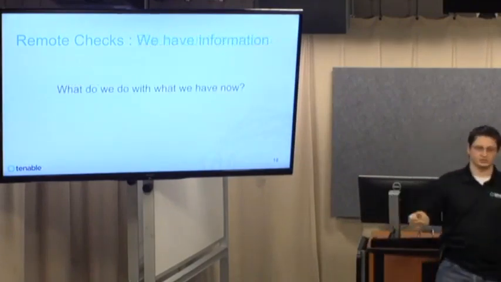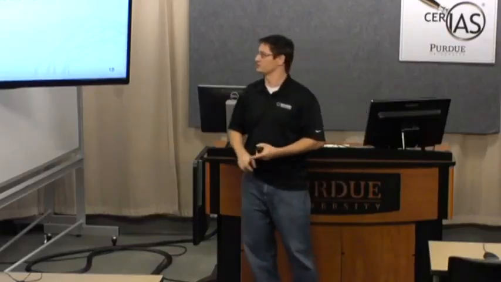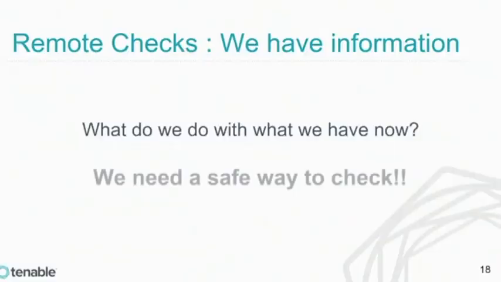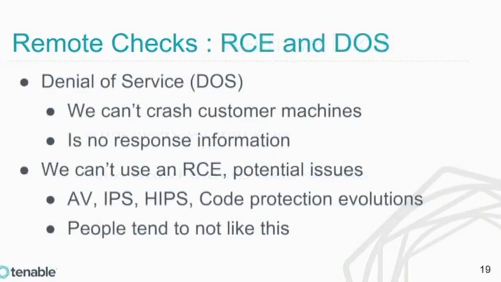So we have all this information. We kind of know what's vulnerable. We understand kind of what the exploit is. We see what the protocol is. What do we do with all that? We have to figure out a way to check for that safely. We can't use remote code execution, and we can't use DOS.